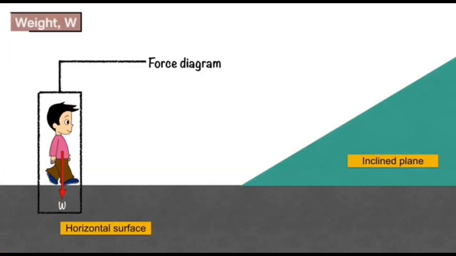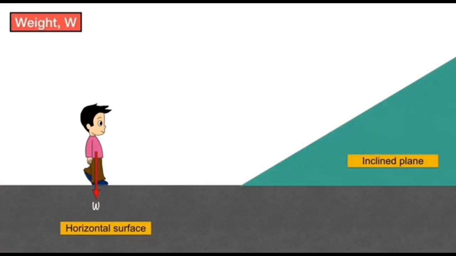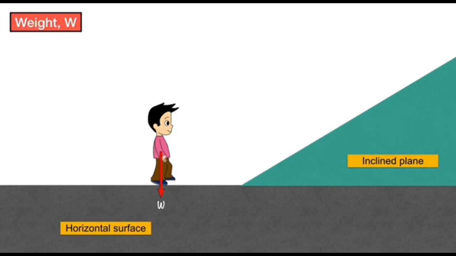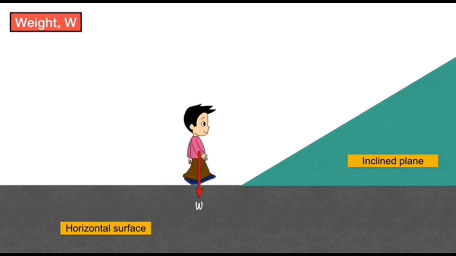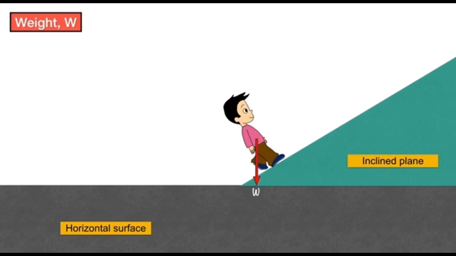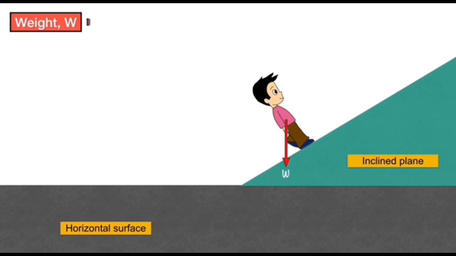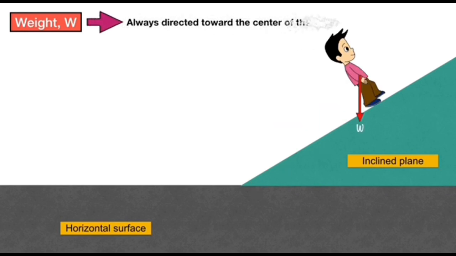The first basic of force is weight. The symbol for weight is capital W. Weight is a force exerted on a body under gravitational field. Weight is always directed toward the center of the earth.